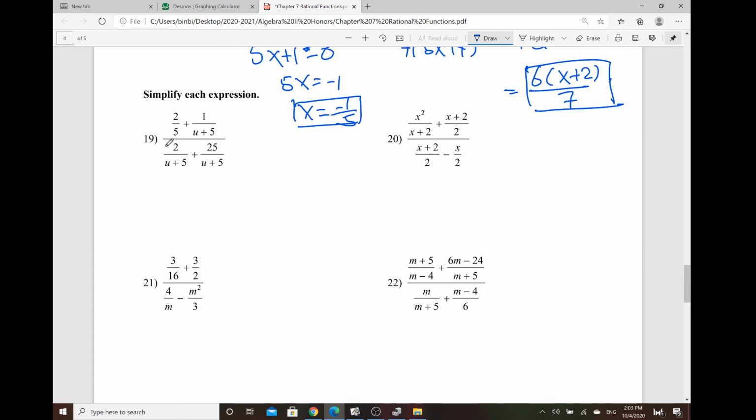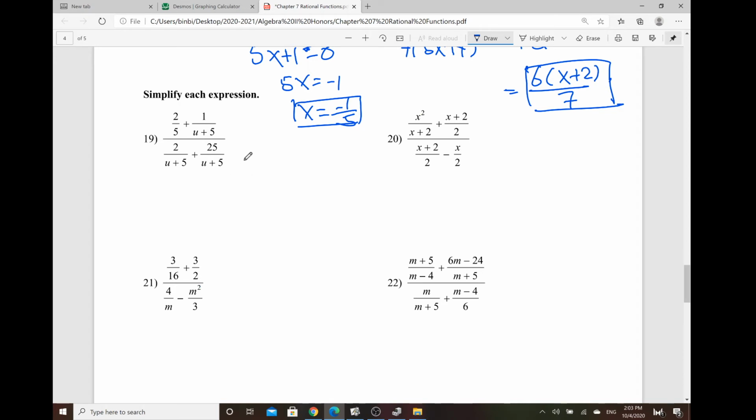So for the next type of structure, we'll talk about complex fractions. So what do I mean by complex fractions? Does that involve complex numbers? No, it doesn't involve complex numbers. The reason why I call it a complex rational expression is because you do have a rational expression within another rational expression. So like this type of problem here.